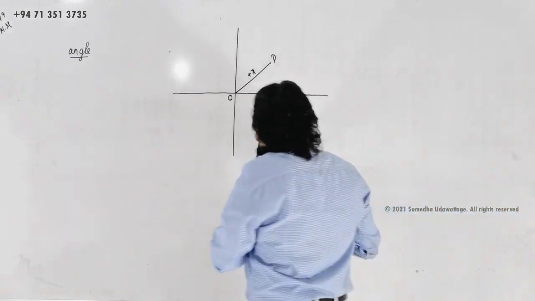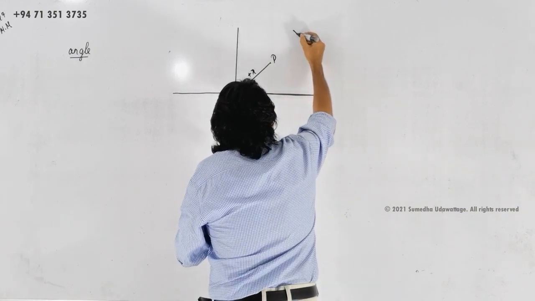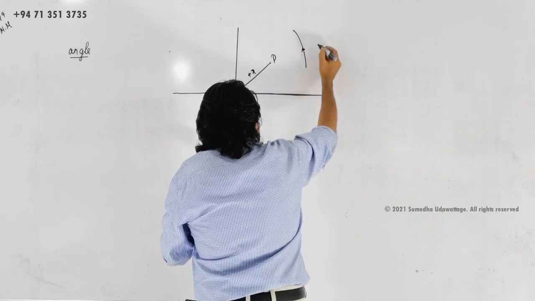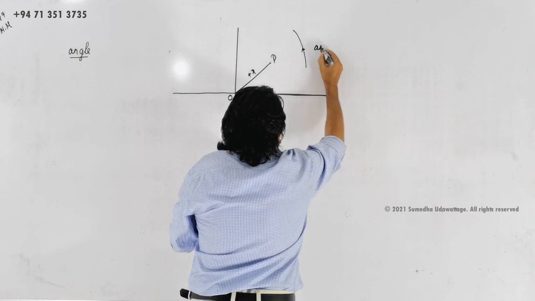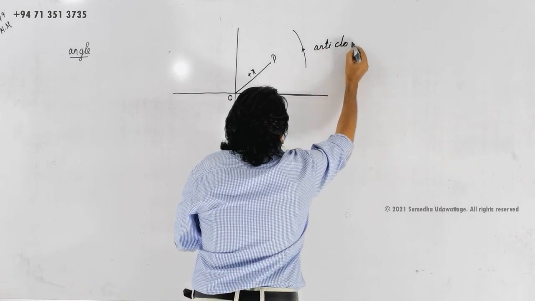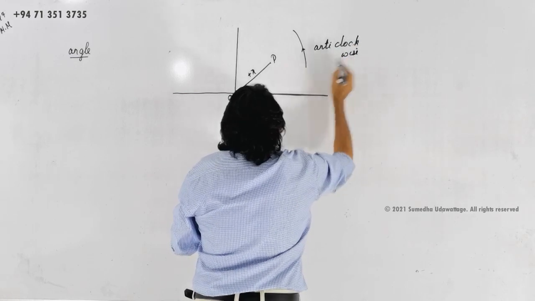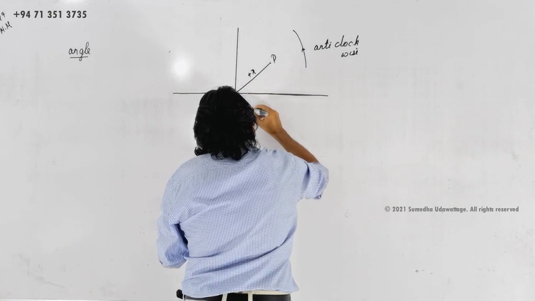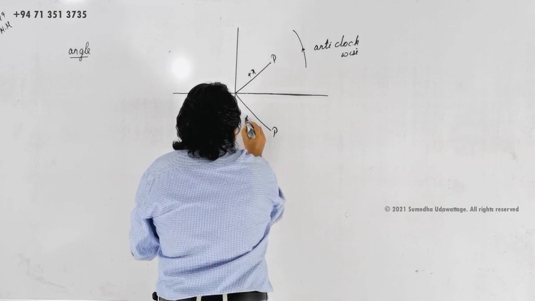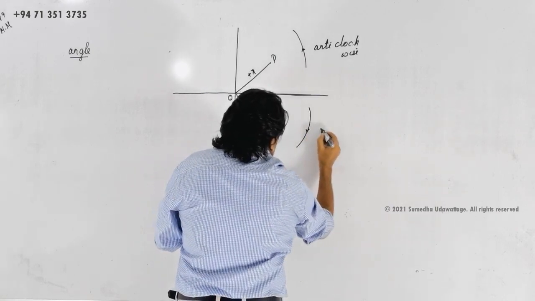Then, this line segment OP can turn this way, anti-clockwise, or this line segment OP can turn this way, clockwise.